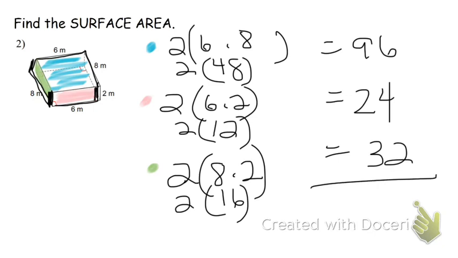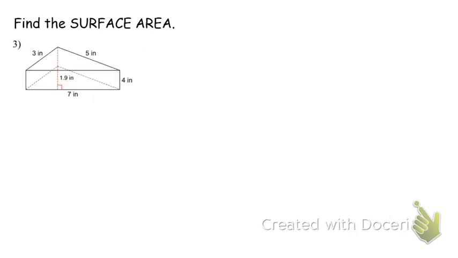The total surface area is what you get when you add all 3 of those up. So 96 plus 24 plus 32, which is a total of 152. This is still area, so your units are squared for area. You may want to pause the video before going on to number 3 and do the 2 matching problems on your worksheet.